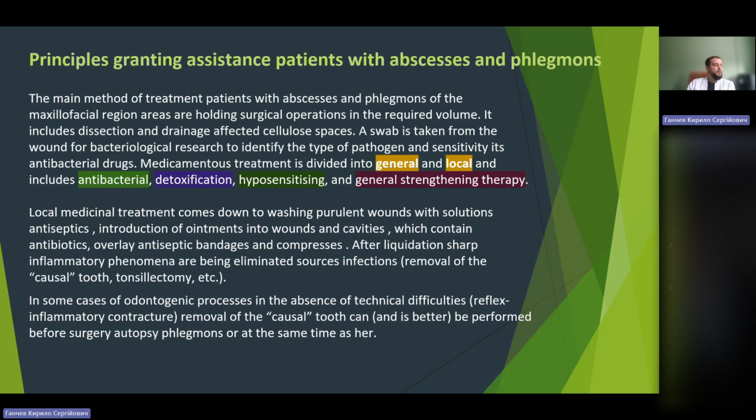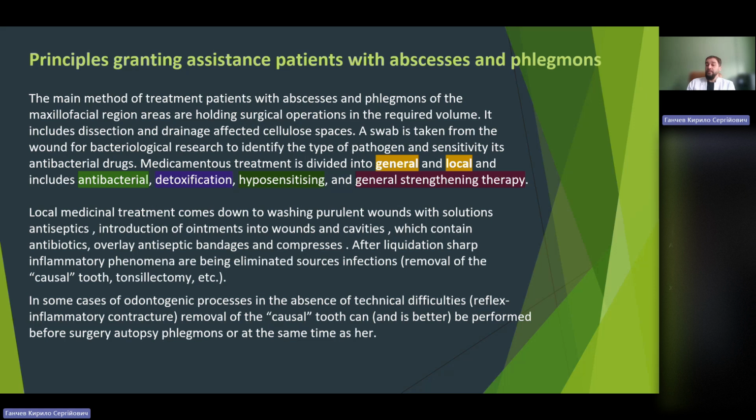Local medical treatment comes down to washing the purulent wound with solutions. Washing, not sure, let's say irrigation, okay, with antiseptic solutions, introduction of ointments containing antibiotics into wounds and cavities, and overlay of antiseptic bandages and compresses after liquidation of the shock inflammatory phenomena. The source of infection is eliminated, removal of the causal tooth. We call that the causal tooth, the origin of infection.